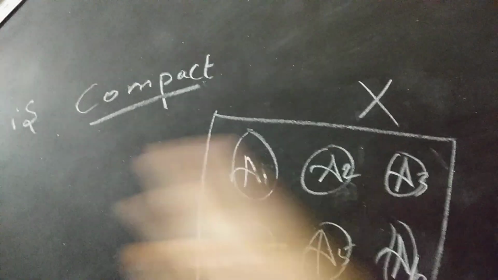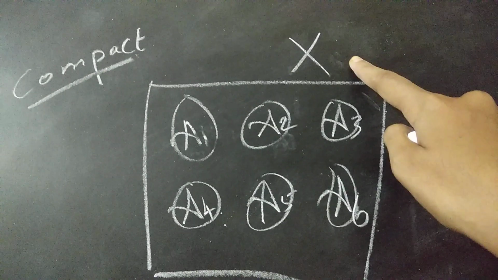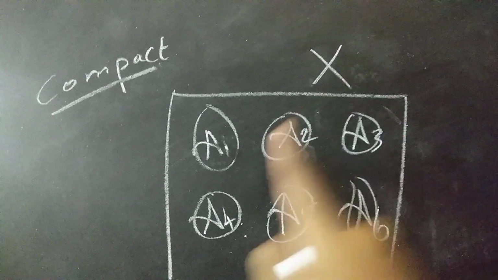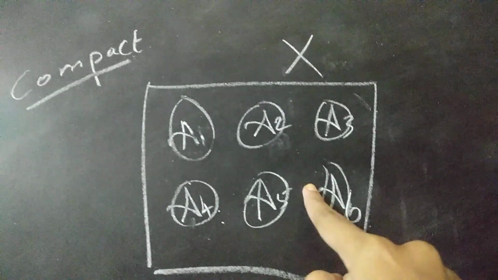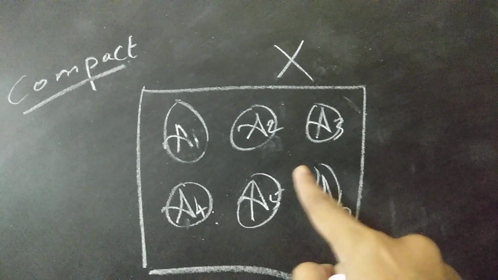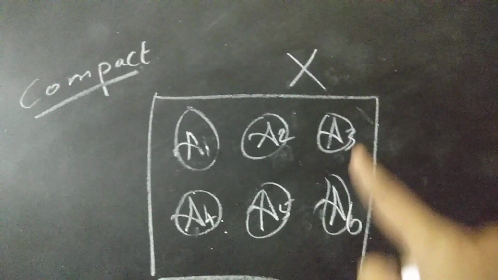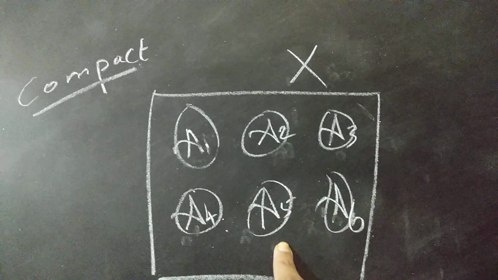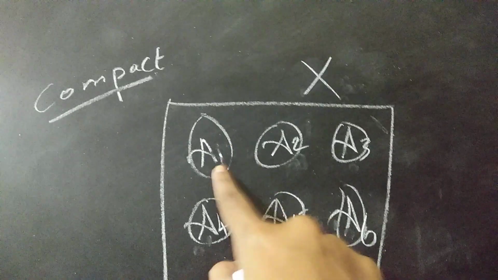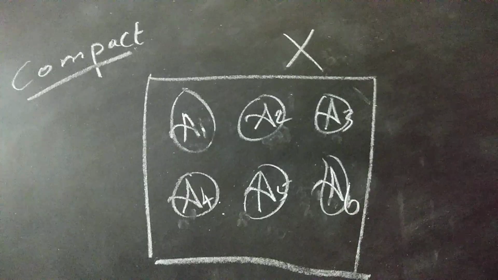Okay, now let us come to our definition. I am going to say this X is compact. It means every open covering present inside this topological space X should satisfy the condition. Okay, every open covering should satisfy the condition. That is what you will see in the definition. I will show you the definition.